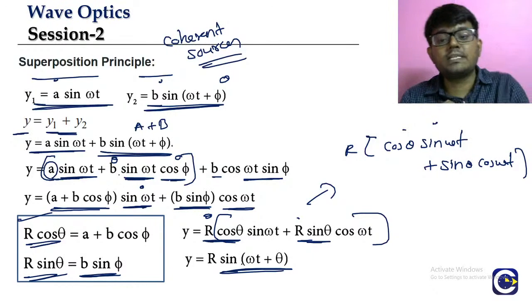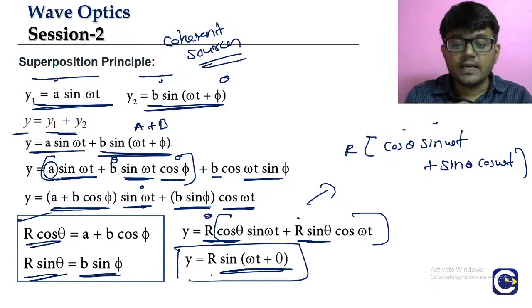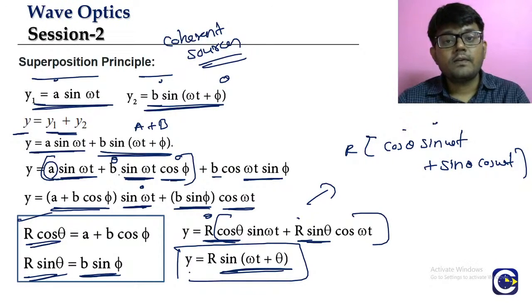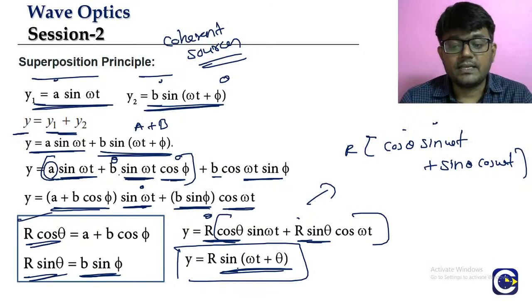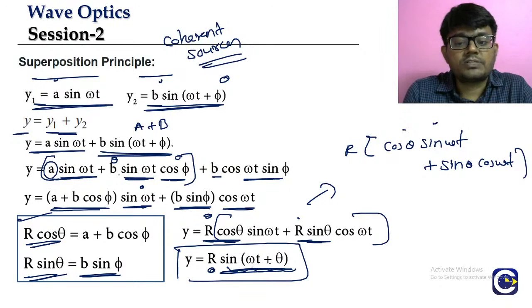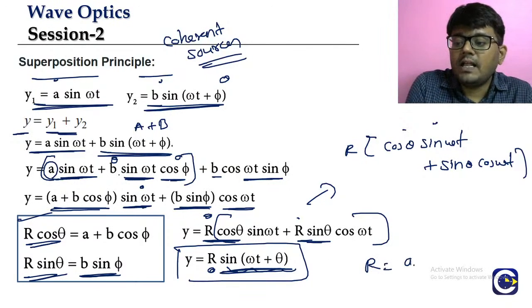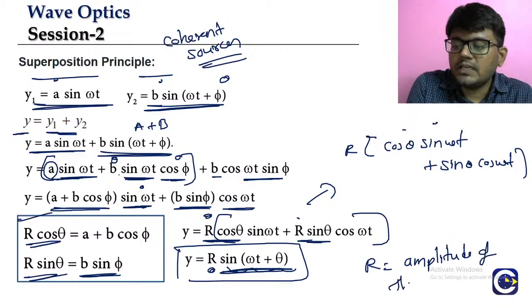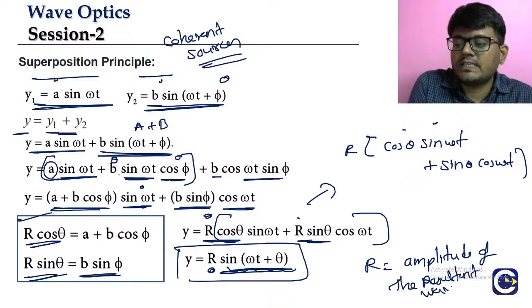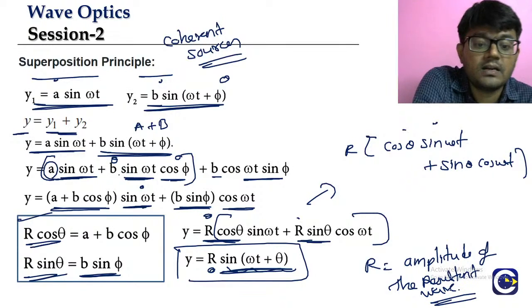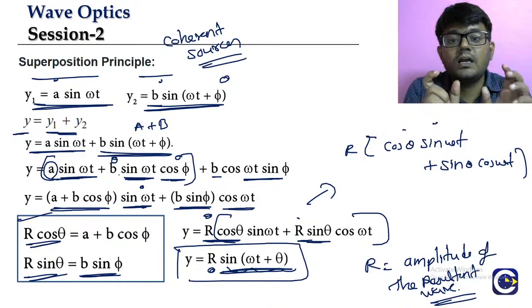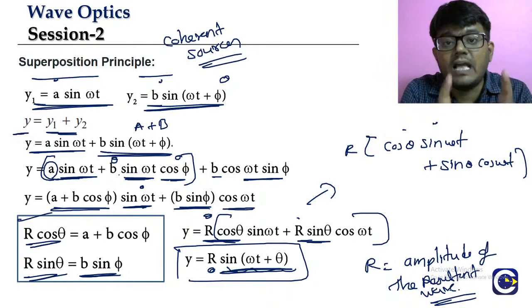Now let us focus on this equation. This is the resultant wave equation. If you look at this, this is the variable part, and R is the constant outside. So this R is the amplitude of the resultant wave. That's why we are keeping this with a symbol, capital R. What is this capital R? R is the resultant wave amplitude.